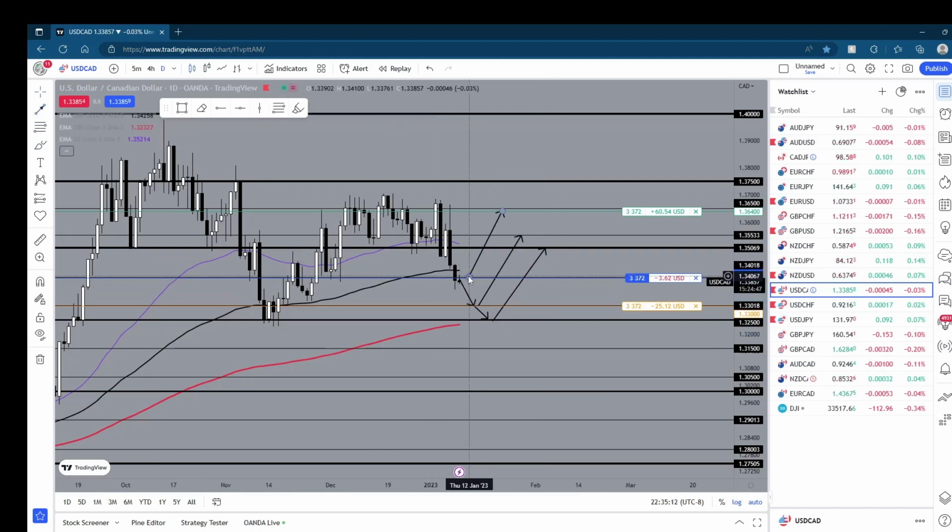So that's three scenarios. It bounces from here, hits that. If it fails, we can enter again here, hit that. If it fails, we enter here and hit that. It's all about money management. It doesn't matter how many times you fail as long as you're making money at the end of it.